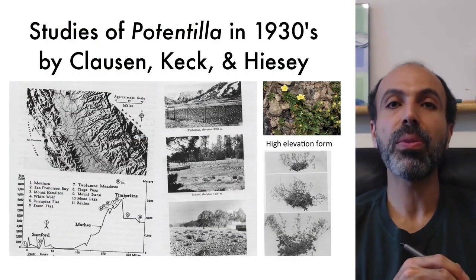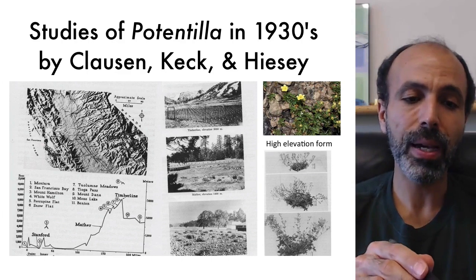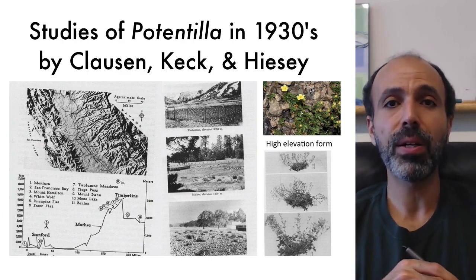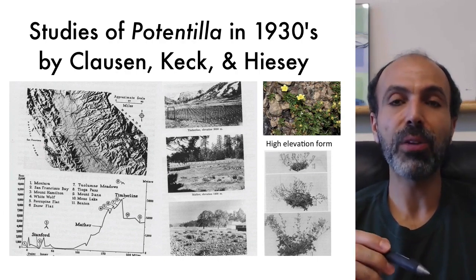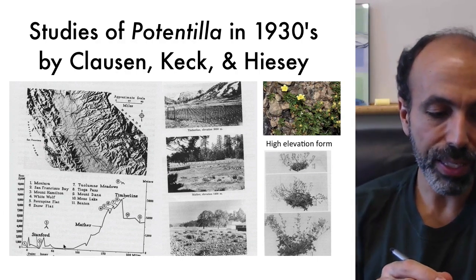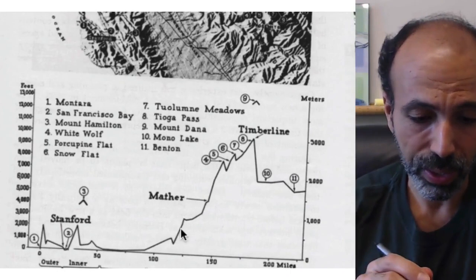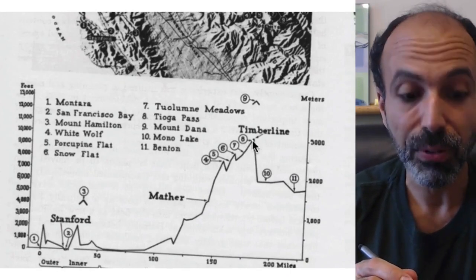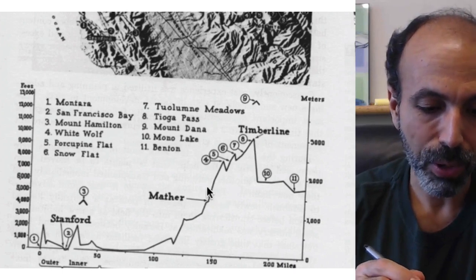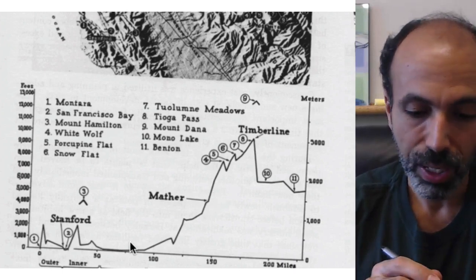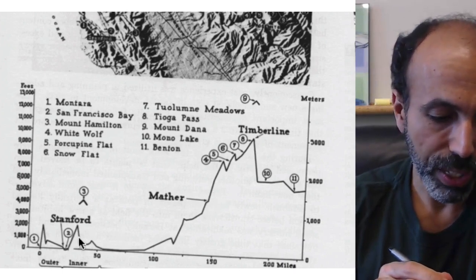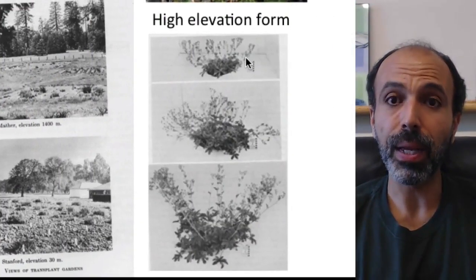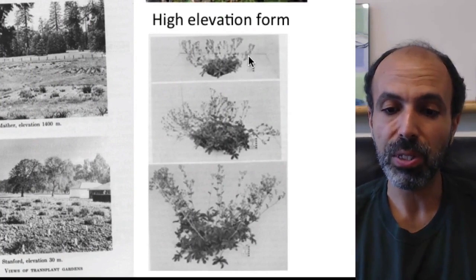This is from the 1930s, work done by Clausen, Keck, and Heisey. And they were interested in these differences among plant forms identified from different elevations. So they got some plant forms from, as you can see here on this elevational gradient, from timberline, which is very high in the Sierra Nevada of California, from Mather, which is moderately high in elevation, and from Stanford, which has a very low elevation, just above sea level. And what they found is that the plants, these are the same species, looked very different in these different forms.